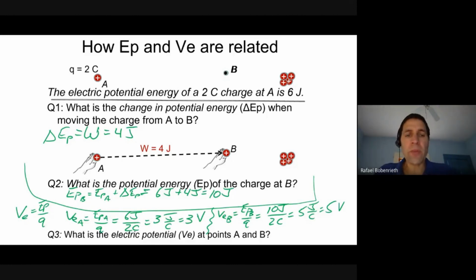So notice what we've done. We've gone from this idea of electric potential energy and work, and we have, what can I say, standardized is maybe not quite the right word, but ratioed it, so we now can just talk about the electric potential at each of those spots: 3 volts at A, and 5 volts at B.